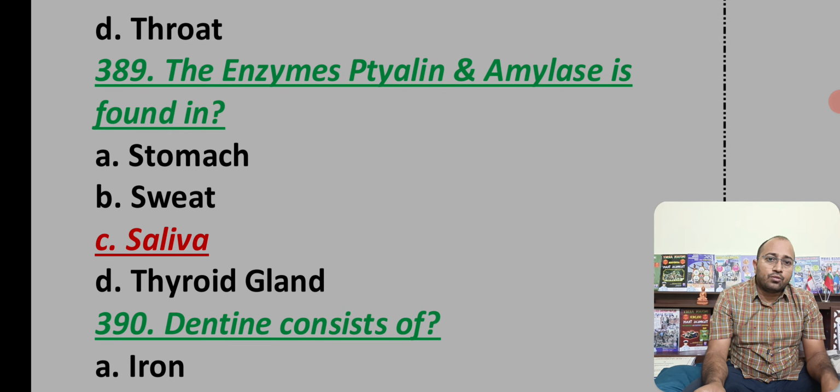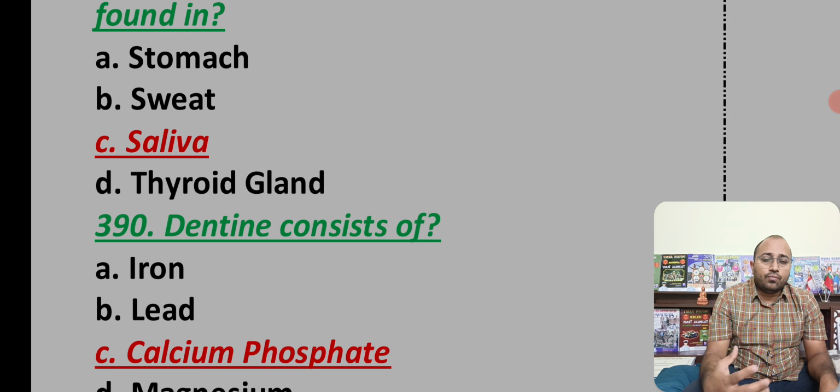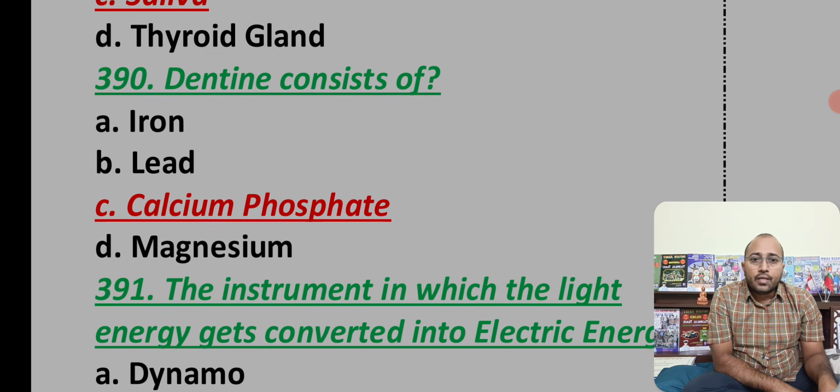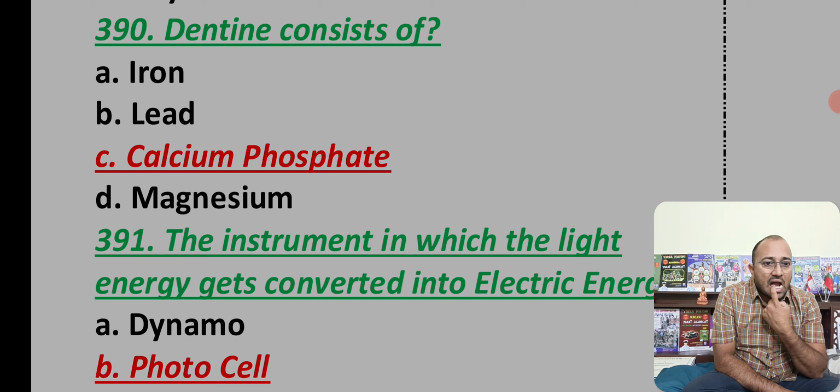The enzymes ptyalin and amylase are found in saliva, guys. In the stomach we have hydrochloric acid. In the thyroid gland we can also find goiter, and iodine deficiency leads to goiter. Dentine, you can see the outer layer of the teeth is known as dentine, that is made of calcium phosphate, guys. Rest all you can see.